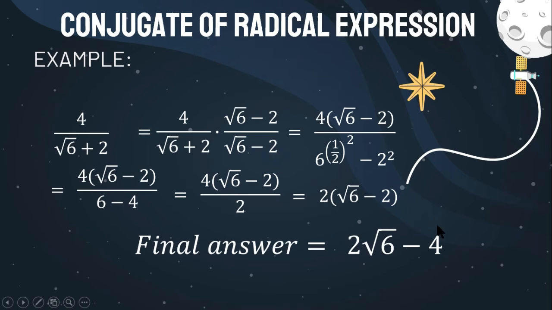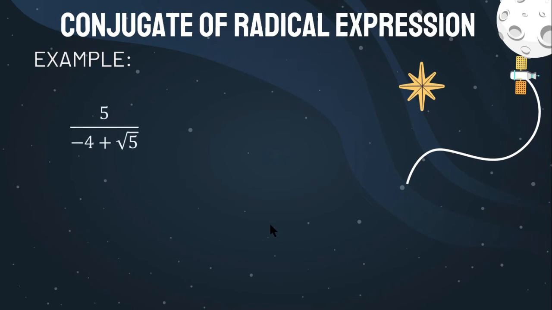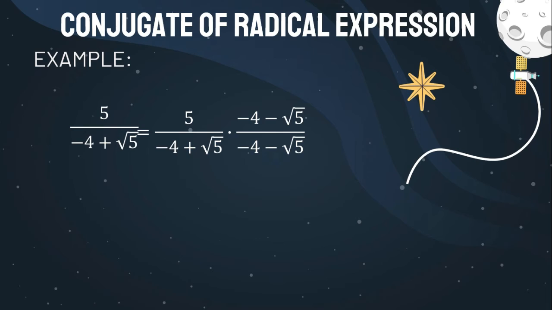We have the last example, class. 5 over negative 4 plus square root of 5. Find the conjugate of that. Negative 4 plus square root of 5. That is negative 4 minus square root of 5. And multiply numerator and denominator by that.